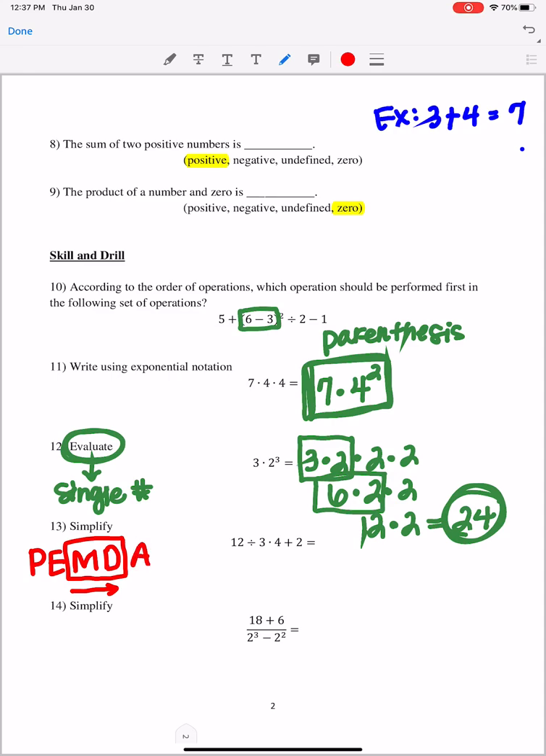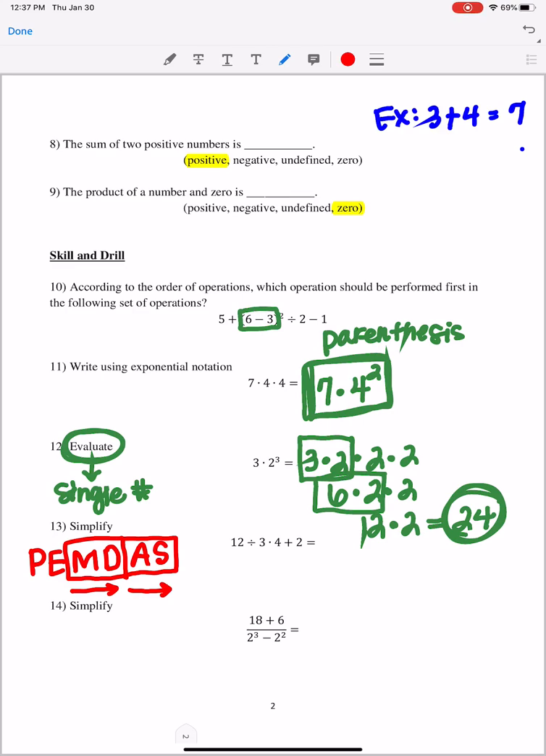Then you are going to add and subtract, but just like multiply and divide, that does not mean you're always going to add first and then subtract. These two here are equal, so whichever one comes first from left to right.